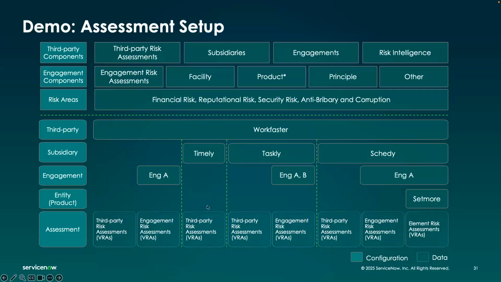We have also established a layered set of components that reflect the key sources of risk assessments. Third-party components include third-party risk assessments, subsidiaries, engagements, and risk intelligence. We have factored risk intelligence scores for WorkFaster only for this demonstration. Each of these components will contribute to WorkFaster's and subsidiaries' overall risk rating using component criteria within the third-party risk scoring rule.